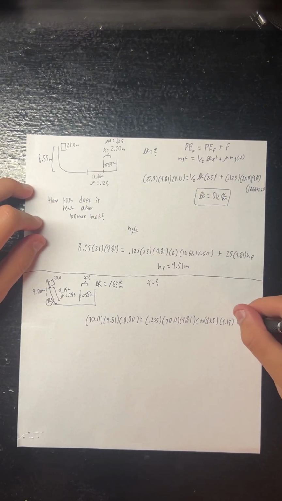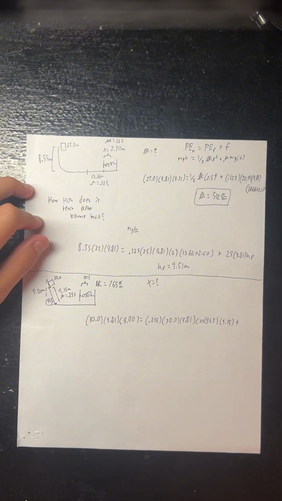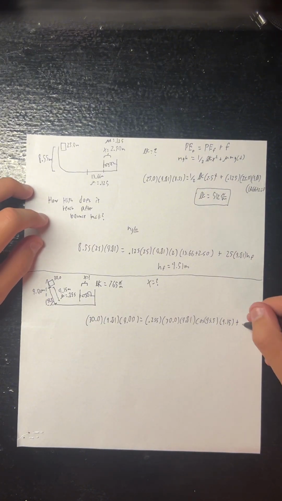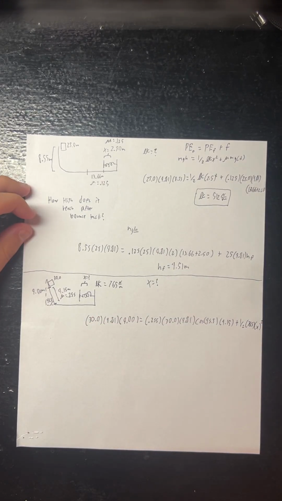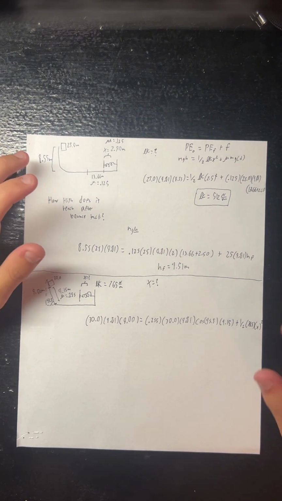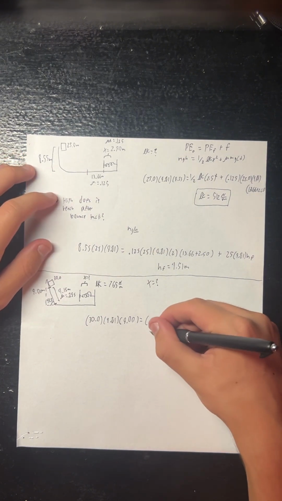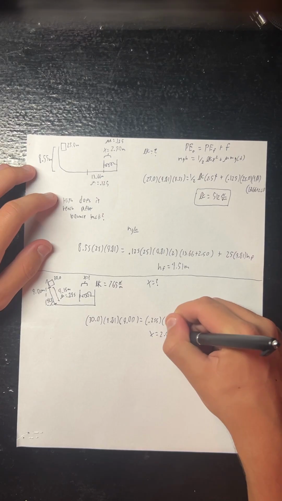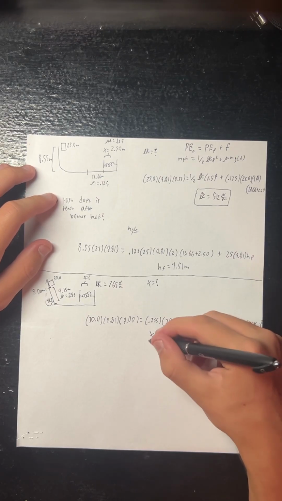Then you have to add the spring force potential energy, which is 1/2 kx squared. We know k, which is 765, and x squared. So that is the long equation that you set up, and you just, once again, use a numeric solver, and your answer should come out to x equals 2.52 meters.